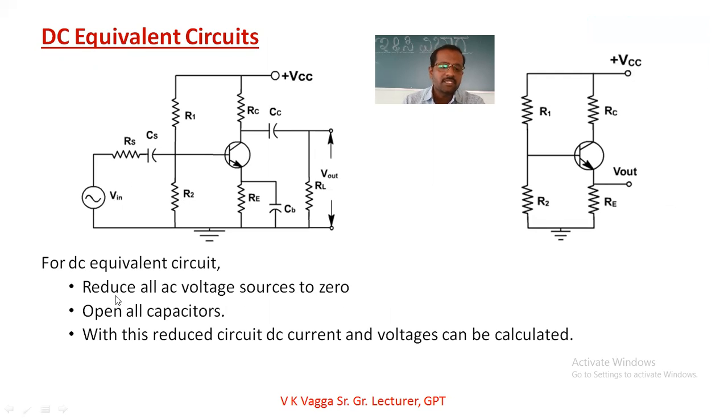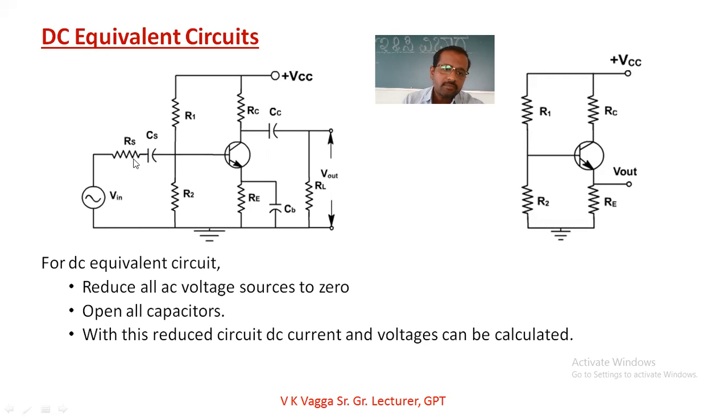rules here. So it asks to reduce all the AC voltage sources to zero. If you want to do the calculation for the DC, all the AC sources have to be made zero, and open all the capacitors. You can see one is at the input side, another is at the output side, and one is the bypass capacitor. All these capacitors act as open circuits, and with this reduced circuit the DC currents and the voltages can be calculated.